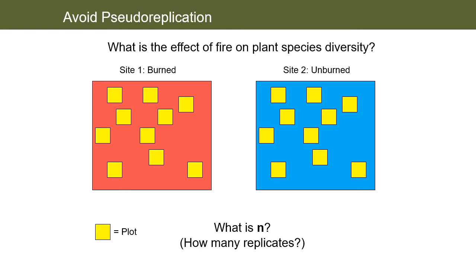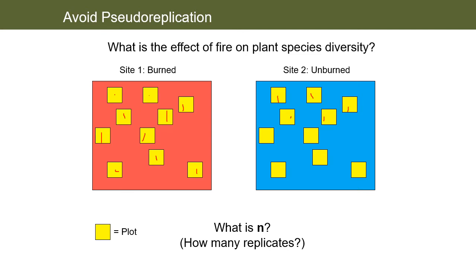So consider this example. We want to figure out the effect of fire on plant species diversity, right? So we have one area in red here where we had a burn. We either experimentally burned a field or it was a wildfire. And then we have site 2 that's unburned. And then we can put plots in here. And the plots are the yellow squares. And so we might say we have 1, 2, 3, 4, 5, 6, 7, 8, 9, 10 plots in the burned, in the treatment, and 10 plots over here in the control.